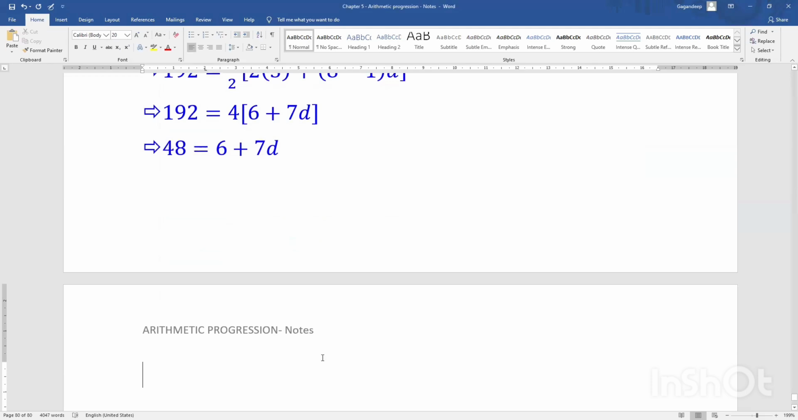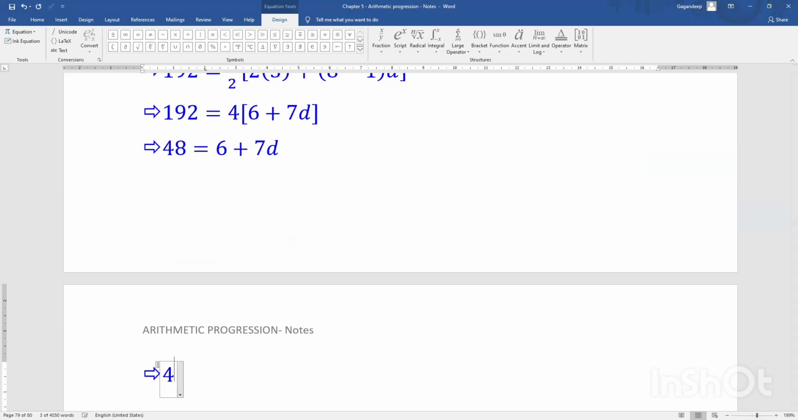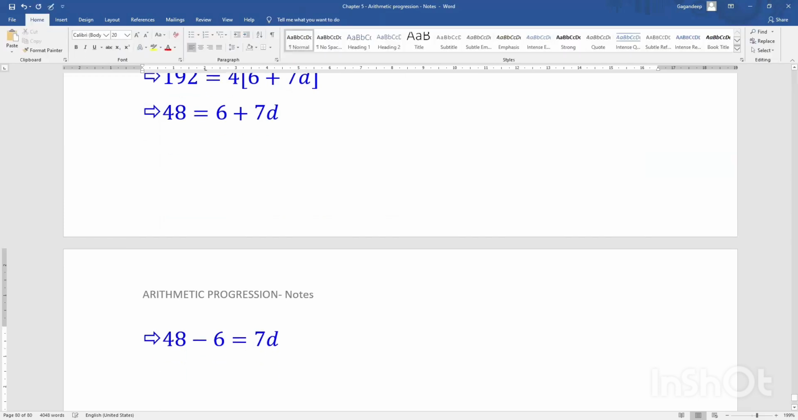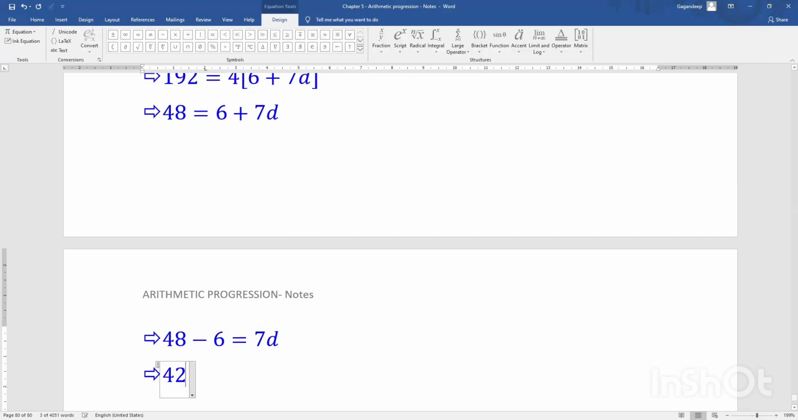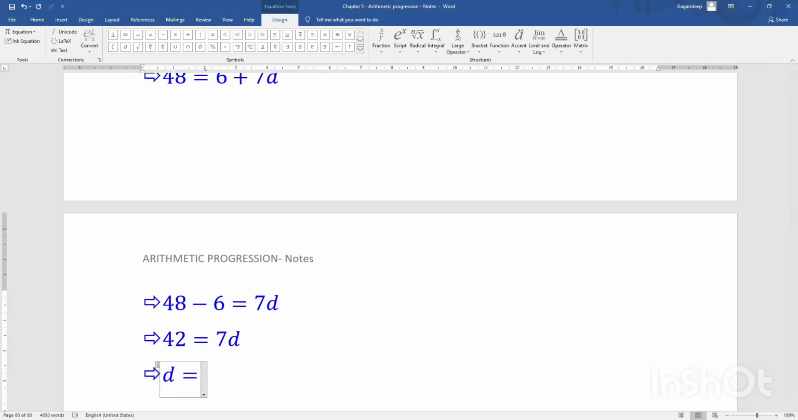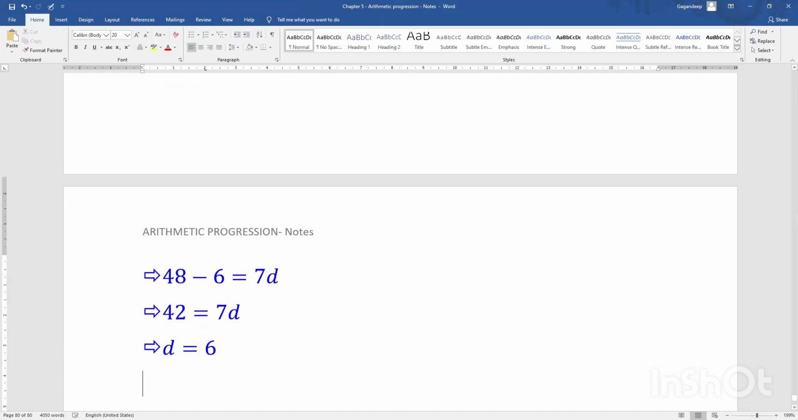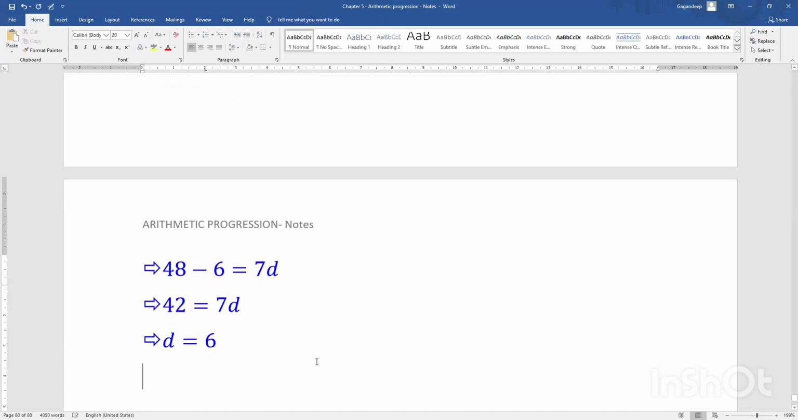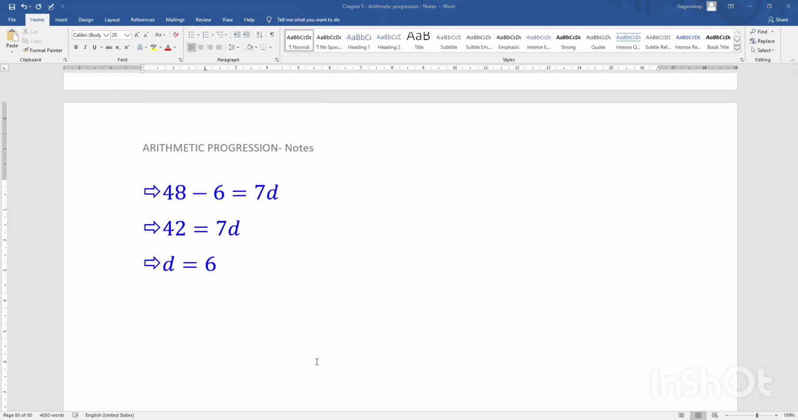Then we can do the subtraction here. I get 48 minus 6 equals 7d. This will give you 42 equals 7d. Or we get d equals 42 by 7. So that's why d will be equal to 6. Now I go for the 10th problem.